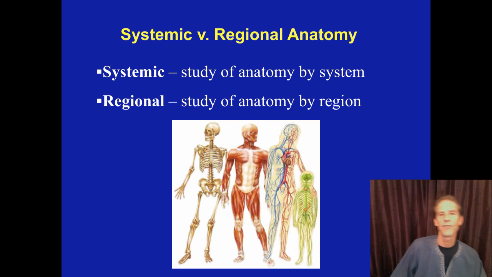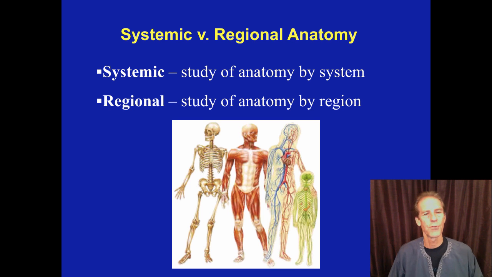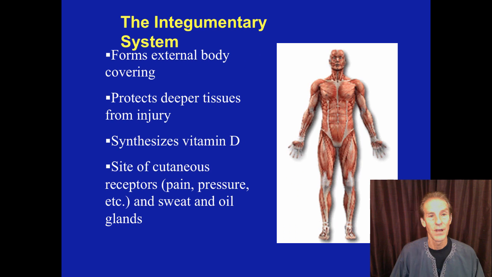So the system by system breakdown, we're going to go first through the integumentary system, which forms the external body covering. It protects the deeper tissues. It synthesizes vitamin D in the pigment cells. It's the site of cutaneous receptors, so we have communication with the outer environment. So we have our pain receptors, pressure, etc. We have our sweat and oil glands to nourish the surface of the skin and also to cool the body off.